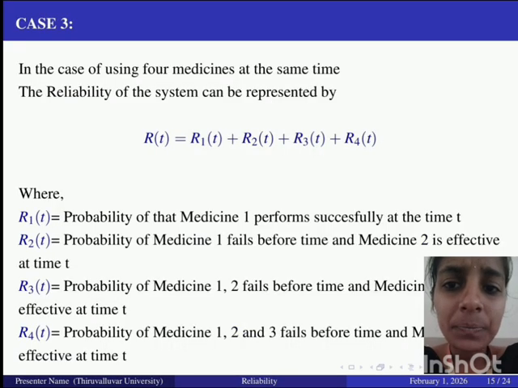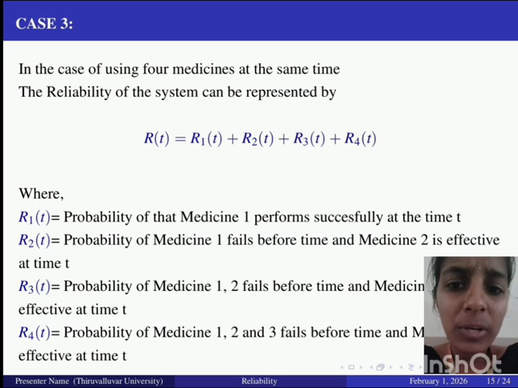In case 3, in the case of using 4 medicines at the same time, the reliability of the system can be represented by R of t is equal to R1 of t plus R2 of t plus R3 of t plus R4 of t, where R1 of t is the probability that medicine 1 performs successfully at the time t, and R2 of t is the probability that medicine 1 fails before the time and medicine 2 is effective at the time t.